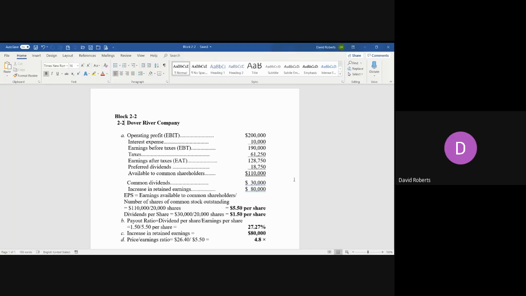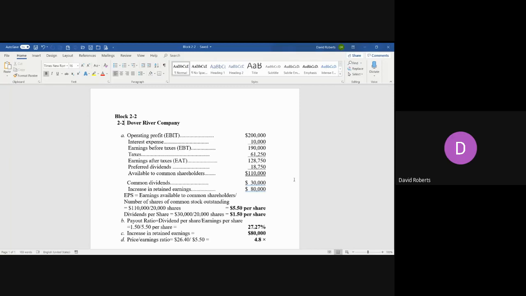So to calculate the earnings per share, we simply take the earnings available to the common shareholders, which is the $110,000, and you divide it by the 20,000 common shares that are currently outstanding, and you wind up with $5.50 per share. So a nice, simple, straight calculation.